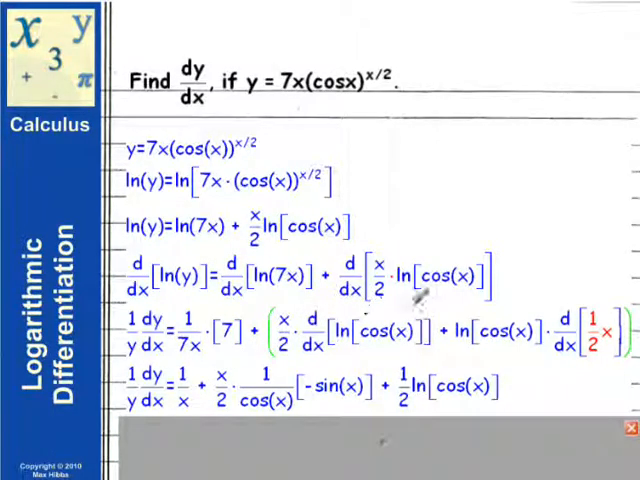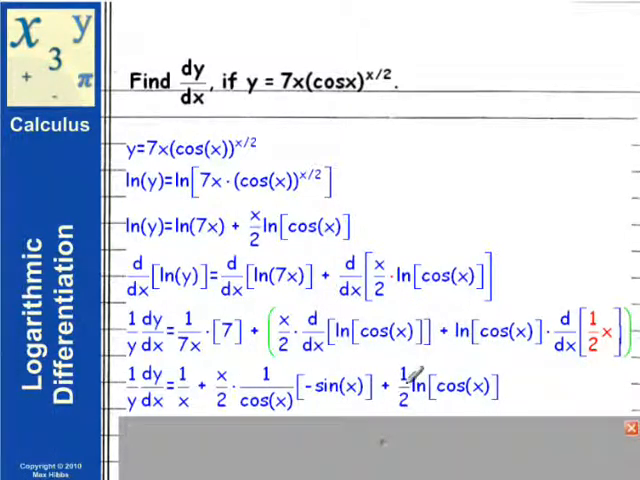Now, I've eliminated the green parentheses, but inside them I have x over 2, there's my x over 2, times the derivative of the natural log of cosine x. Oh, I have to use the chain rule. The derivative of natural log is 1 over argument. So I have 1 over cosine of x times the derivative of the argument. Well, the derivative of cosine of x is negative sine x, so I've written that here. So this derivative is written in this space.